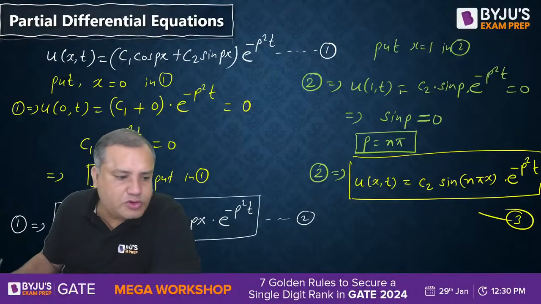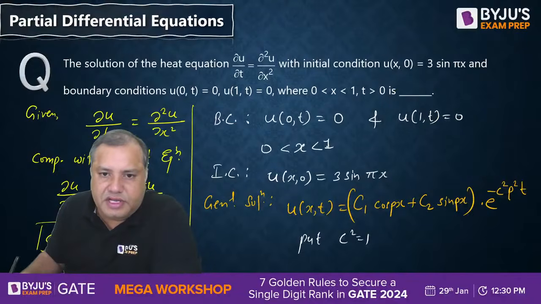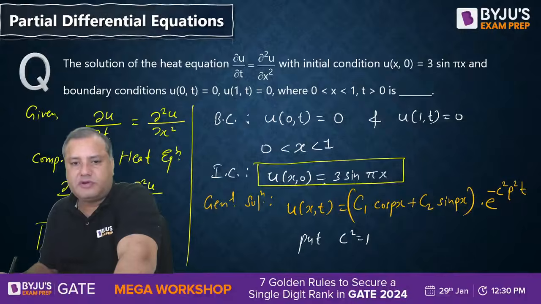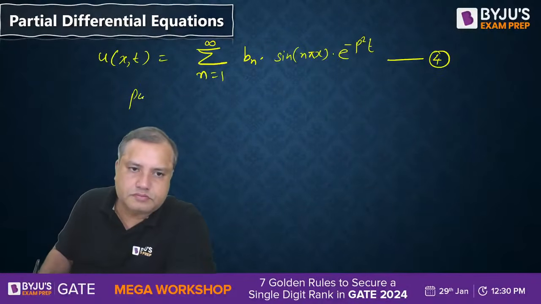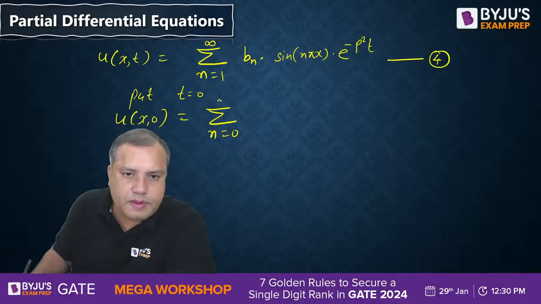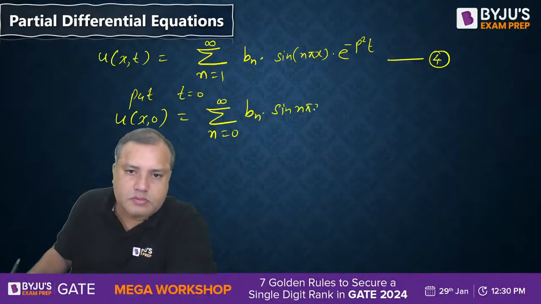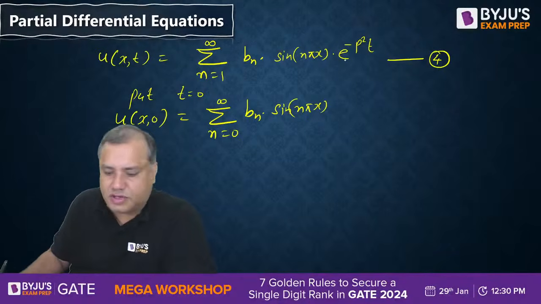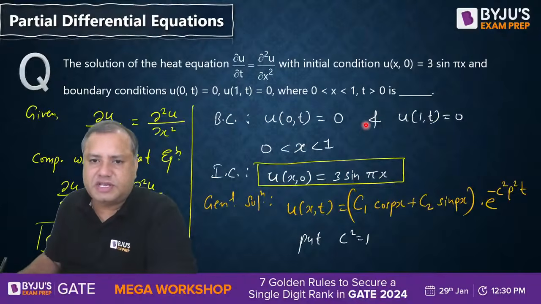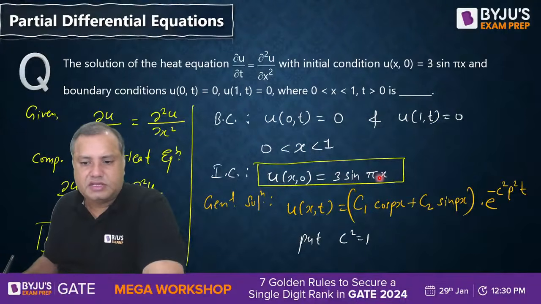In this equation, I am going to apply the initial condition. Initial condition is u of x comma 0 equal to 3 sin pi x. Put t equal to 0. When you put t equal to 0, this term e raised to 0 will be 1, and they have given you this initial condition. This initial condition is 3 sin pi x.